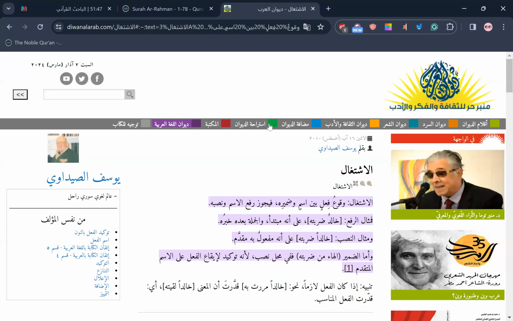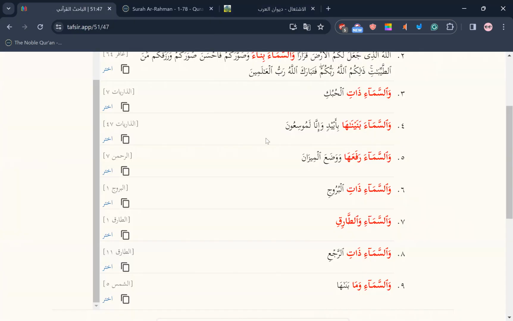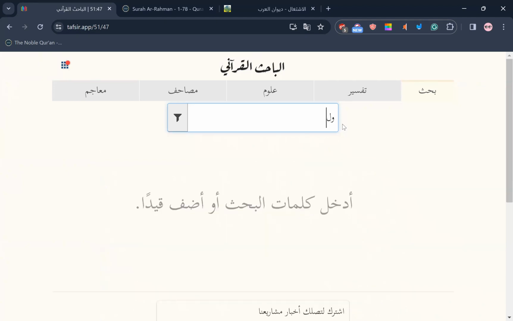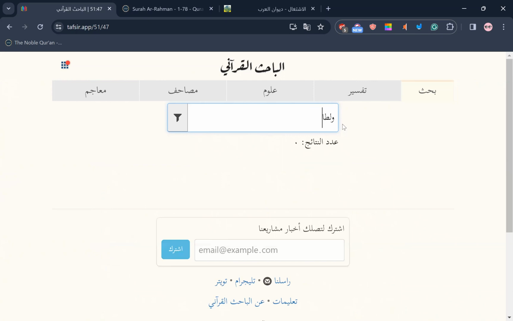What tafsir again, please? This one, I just search it. So when you go to tafsir.app, this site, Al-Bahith al-Qur'ani, then you go to Bahr, search, and then you can basically just type anything. Maybe you have an idea of some ayah, you just type it in there. Maybe walutan. You type it in there.